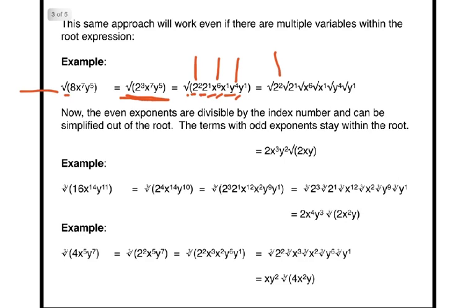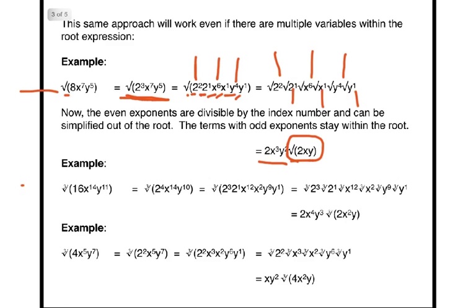Here is the even exponent, the even exponent, the even exponent. Those all simplify, and I bring them to the front of the expression. Whereas here is the odd exponent, odd exponent, odd exponent, and I bring those to the end of the expression, and I leave them inside the square root, because they did not simplify.